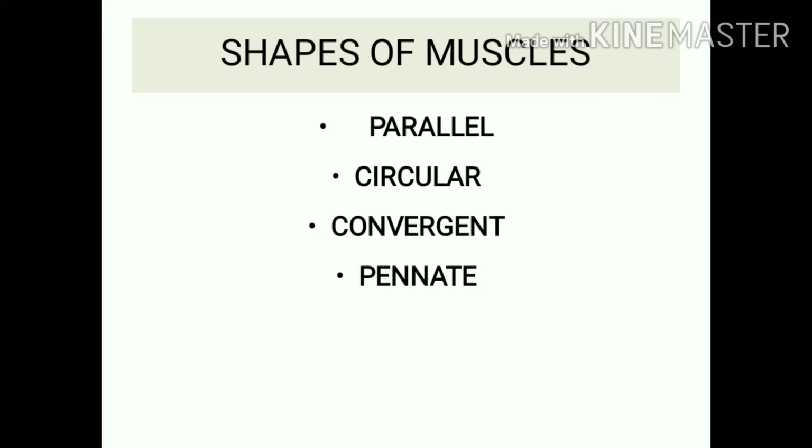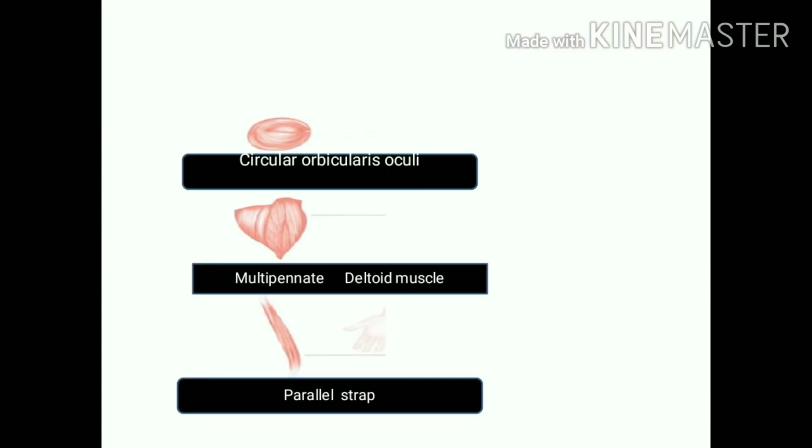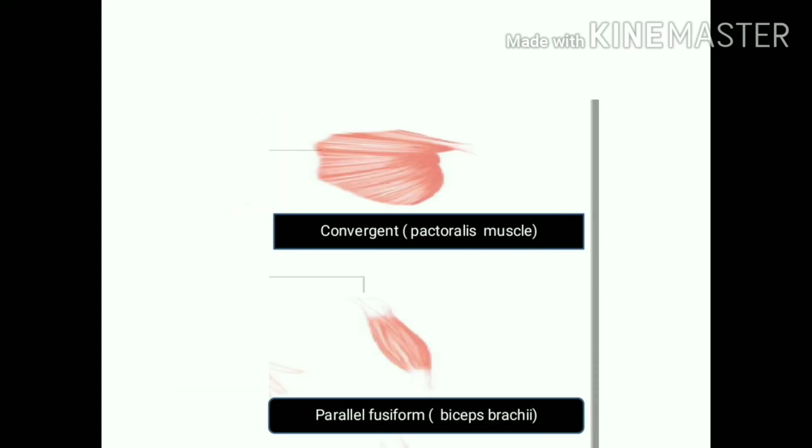Now the shape of the muscles. There are mainly four shapes, that is parallel, circular, convergent and pinnate. Number one, circular, and the example is orbicularis oculi, which is around your eyes. Multipinnate, that is the deltoid muscle, and the parallel strap, that is your biceps brachii also, and convergent is the pectoralis major muscle.